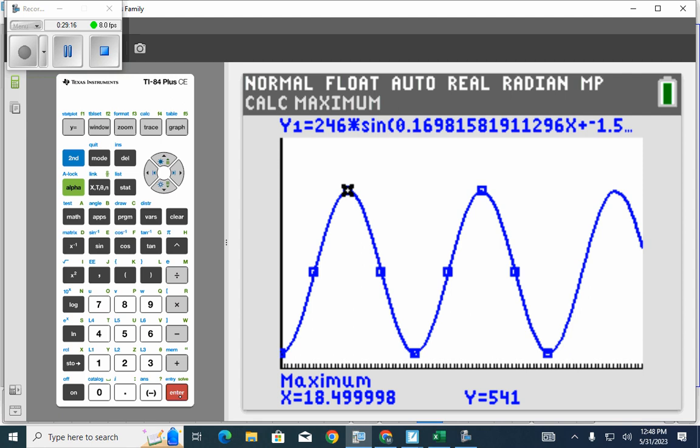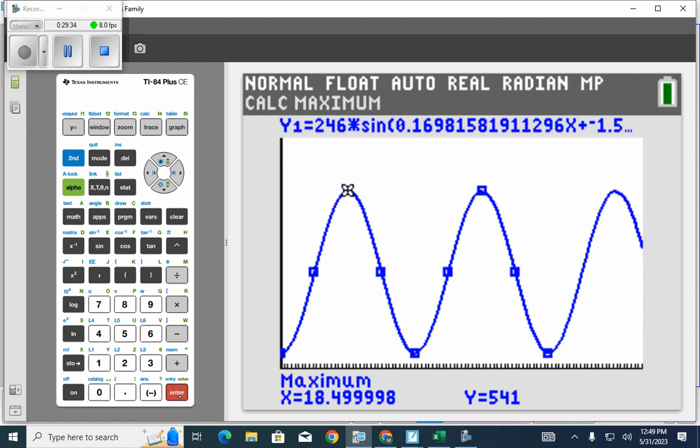And they reached it at 18.5 minutes. And that's exactly what's on the table. The table shows 18.5 minutes, 541 height. So it's exactly what was on here. Okay.